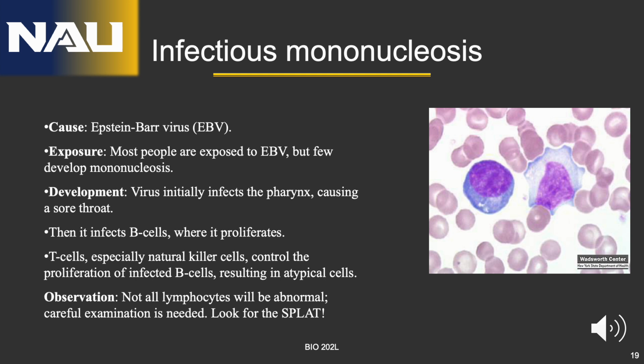If you look at this image to the right, you'll see two leukocytes. Can you tell the difference between the one on the left and the one on the right? I like to call this the splat. The one on the right looks like it's been thrown up against the wall and it kind of exploded. That's the one that's infected with mononucleosis.